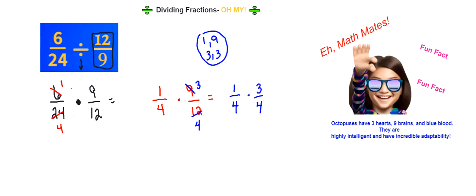Are we okay with that? Remember, it's a top with a bottom. Can I cross out these 2 4s that are both on the bottom of the fractions? No, it has to be a numerator and a denominator. So there's nothing else I can do. So I just multiply across the top, 1 times 3, and across the bottom, 4 times 4. And I get 3 over 16.